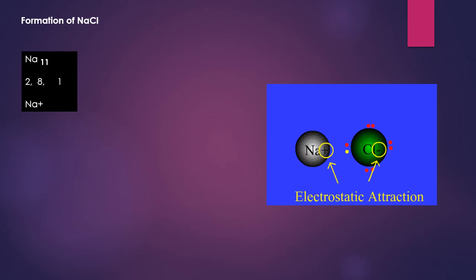Na, atomic number is 11. The electronic configuration is 2, 8, 1. Fine. Now, Cl, atomic number is 17. Electronic configuration 2, 8, 7. Fine. Now, when NaCl is formed, what will happen?